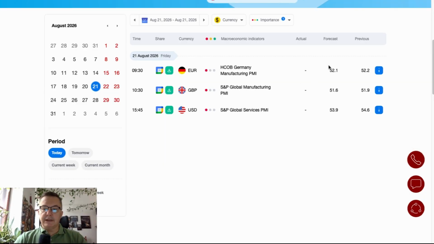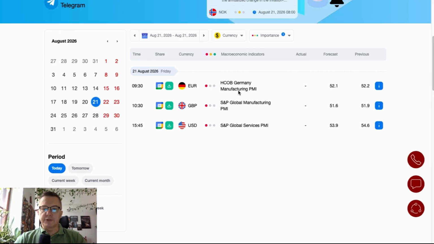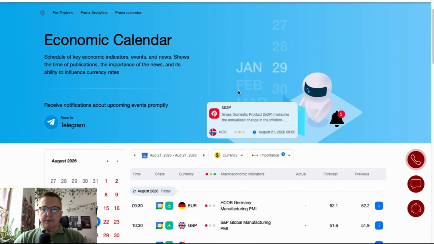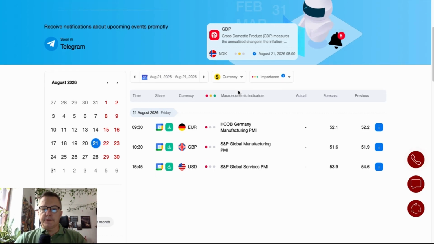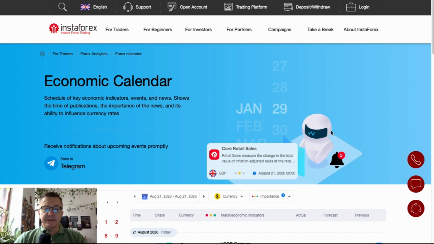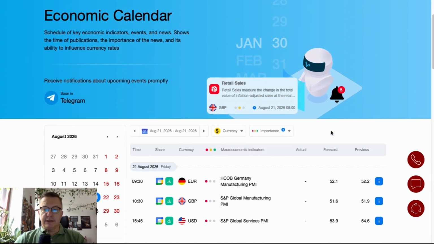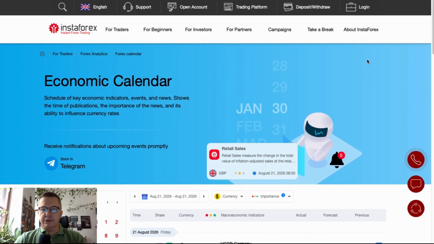Generally, slight deterioration is being expected here, so we should see another important aggressive movement up or down, depending on how different the actual number is from the forecast. So that's the situation on the economic calendar for today. Without any further ado, let's switch to the charts, and we start with euro dollar.